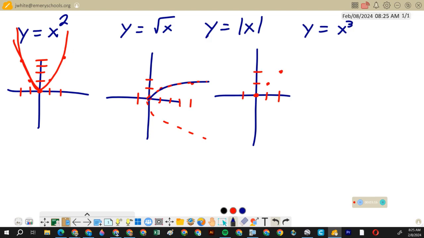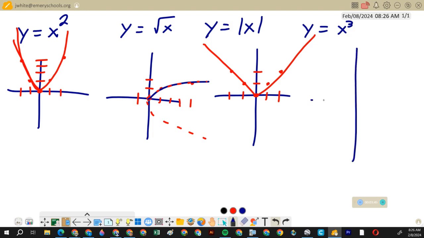What about negative 1? So the absolute value of negative 1, how far is negative 1 from 0? 1. What about negative 2? It's 2. And we get this, wow, that was bad. We get this V shape. That is the absolute value of x.